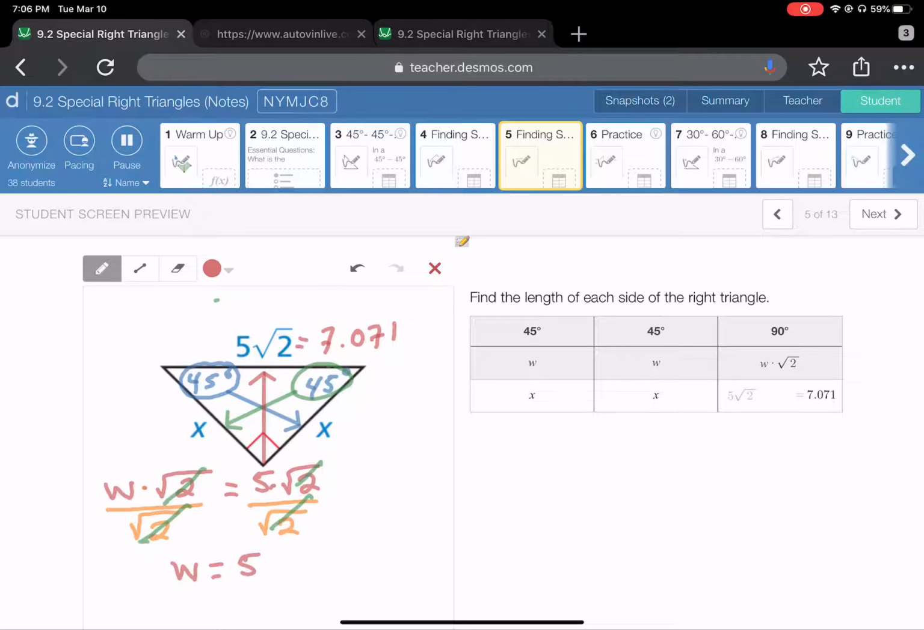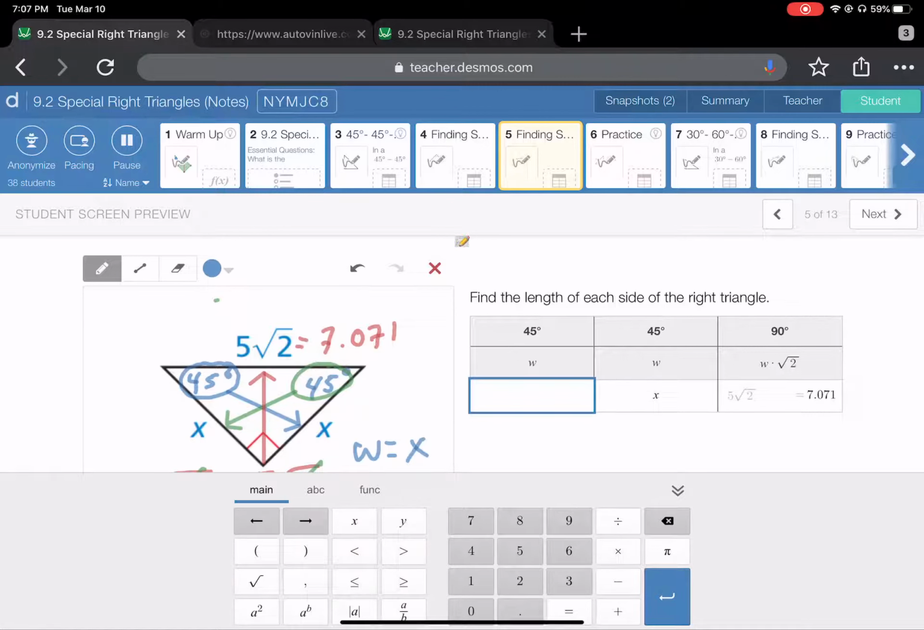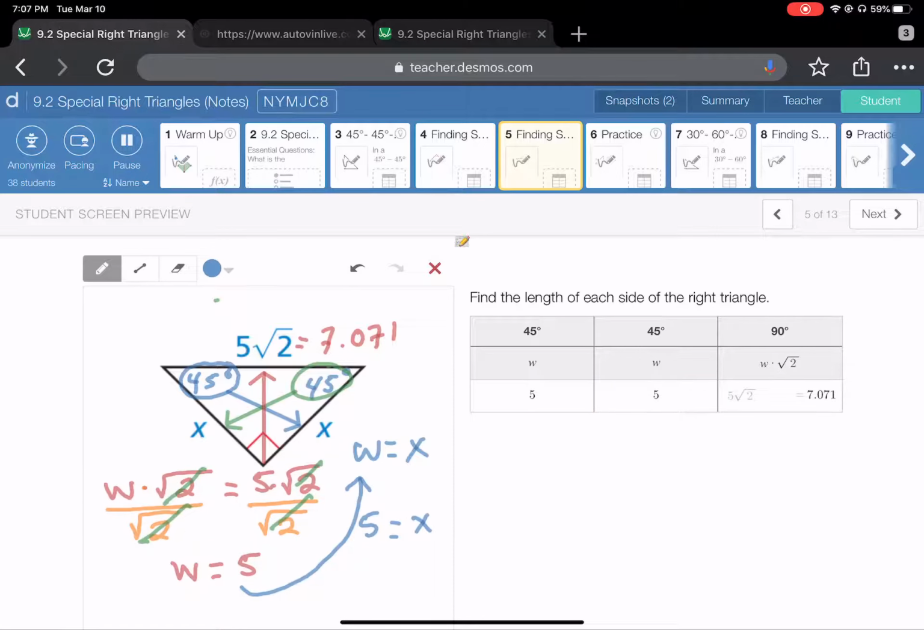So if w is equal to 5, and we know that w is equal to x, we can confirm that x is also equal to 5. Now I can come back to where I had put an x, and replace that with a 5. So my side lengths of this triangle are 5, 5, and 7.071.